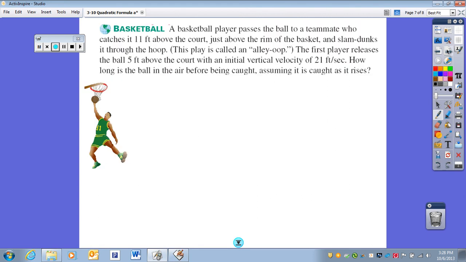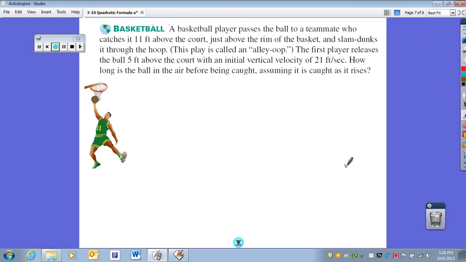So we have a basketball player passing the ball to a teammate who catches it 11 feet above the ground, which is just above the rim of the basket, and slam dunks it through the hoop. This play is called an alley-oop. The first player releases the ball 5 feet above the court with an initial vertical velocity of 21 feet per second. How long is the ball in the air before being caught, assuming it is caught as it rises?